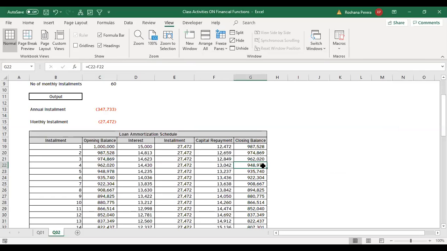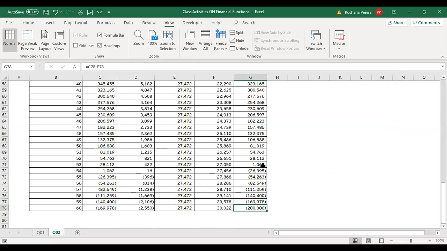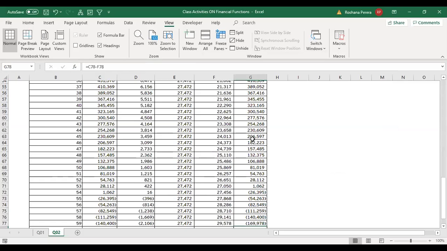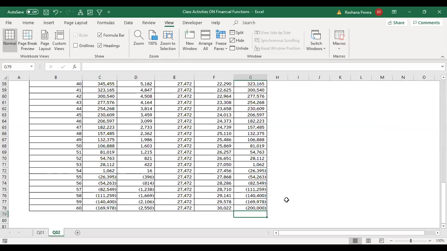And if you go to the end of the loan amortization schedule, you can see that there's a saving of 200,000. So as we expected, the saving is there, right? Good. So you have done it very correctly. Thank you, Roshan.